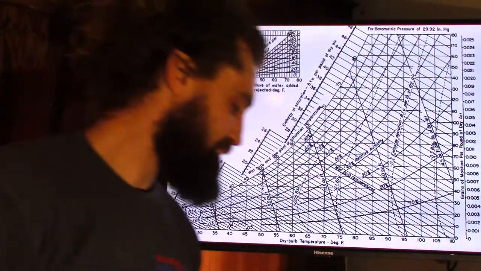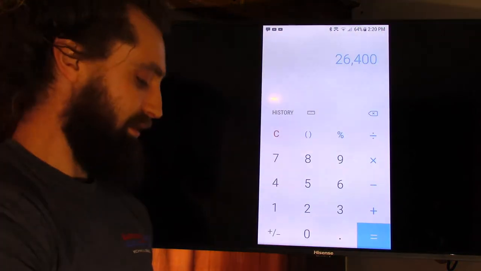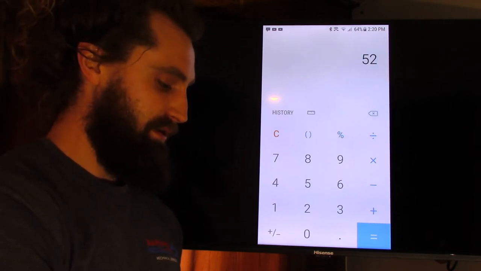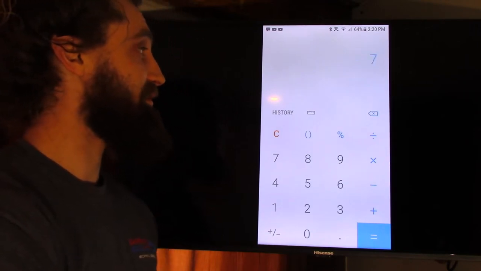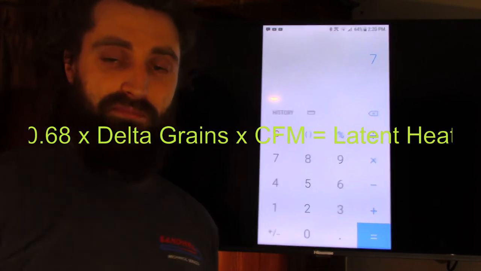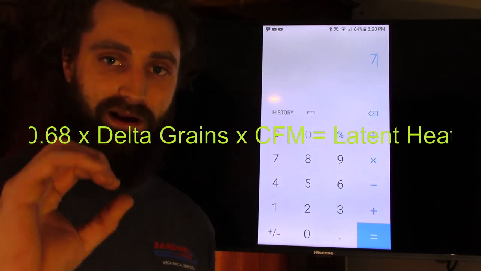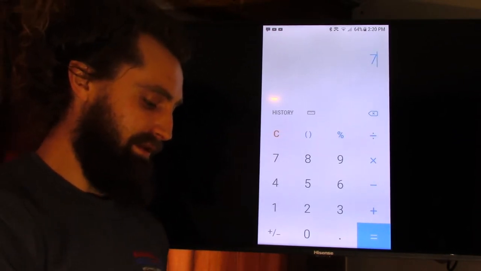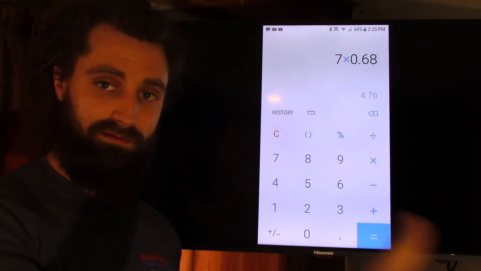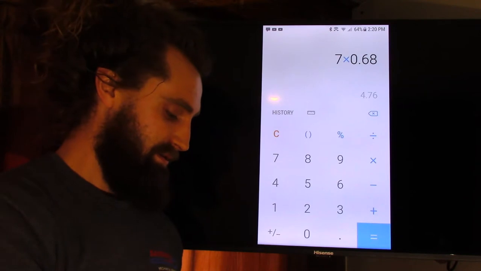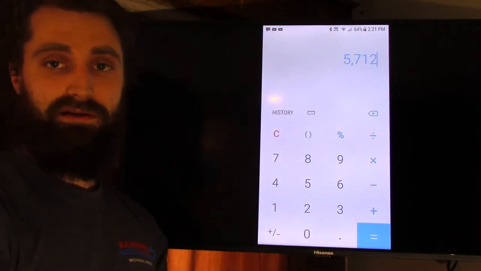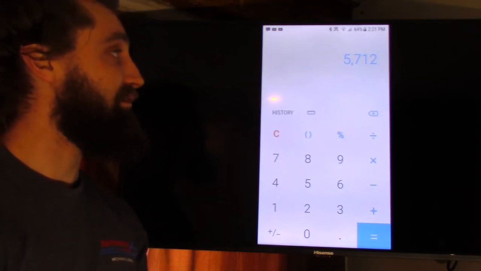So we're going to go back to our calculator. And we're going to try this, okay? So we had 52 on the return minus that 45 on the supply. We have a difference of 7 grains. That's how much we're removing, 7 grains of water. The next formula, we're not using that 1.08 or that 1.1 anymore. We're using a 0.68. That's our constant for latent heat, okay? We're going to take that 7 times that 0.68, okay? Again, times our air capacity, the CFM, which was 1,200. And we're going to see that we are removing 5,700 BTU per hour of heat out of that condensation.